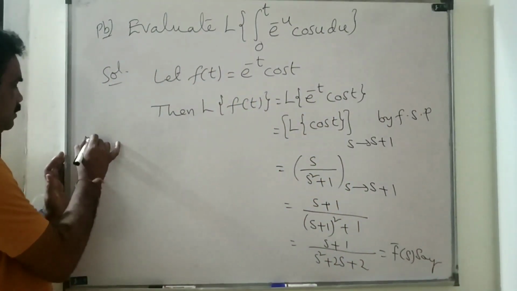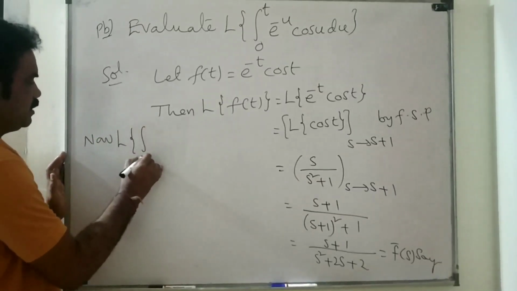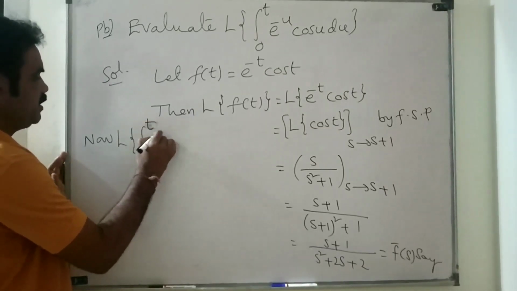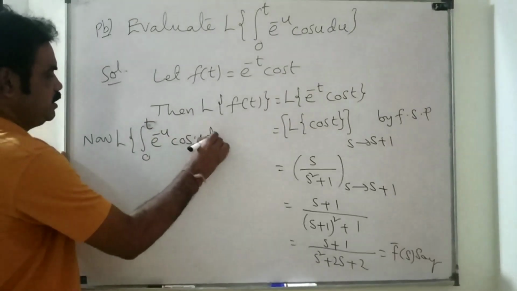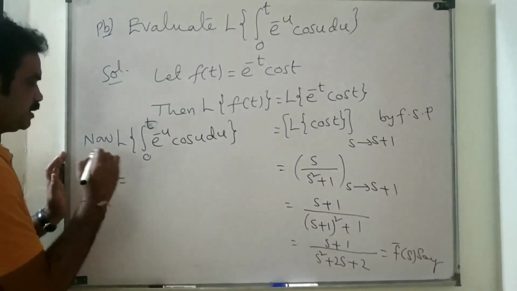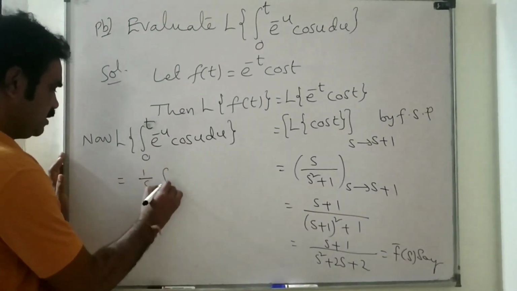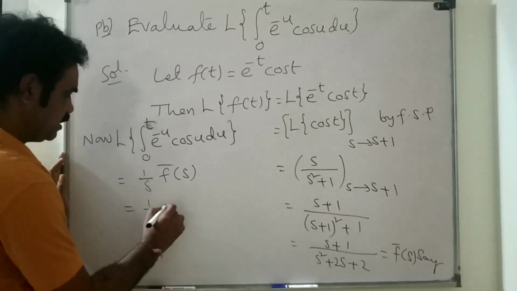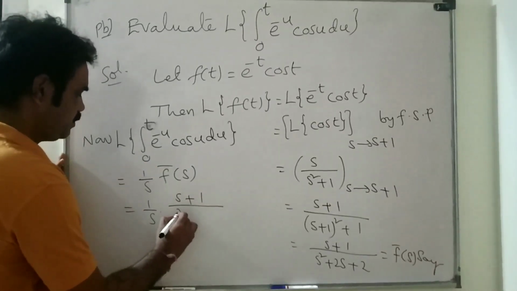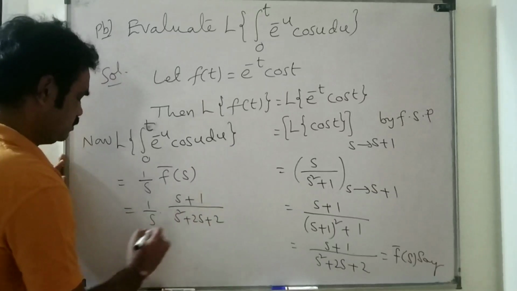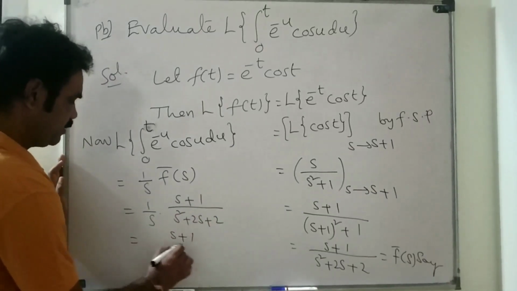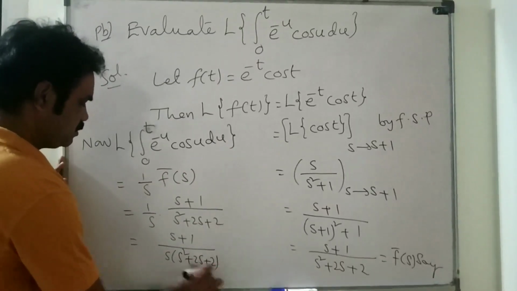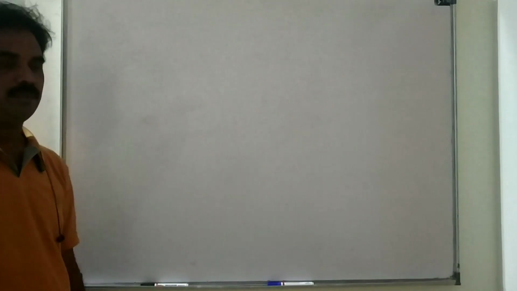Now I have to find the Laplace transform of integral 0 to t e power minus u cos u du is equal to 1 by s f bar s. That is 1 by s into what is f bar s? S plus 1 by s square plus 2s plus 2, is equal to s plus 1 by s into s square plus 2s plus 2. Understand? Next problem.